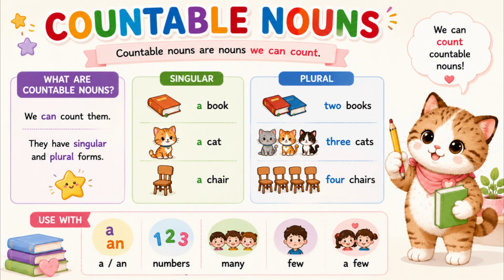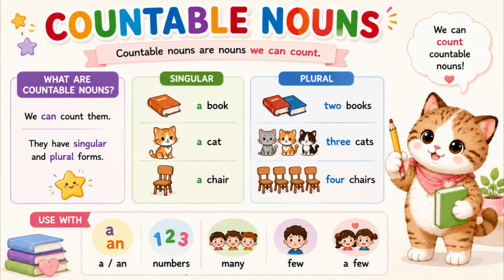Countable nouns. Countable nouns are nouns we can count. We can count them one by one. They have singular and plural forms. For example, a book, a cat, a chair. When we have more than one, we say 2 books, 3 cats, 4 chairs.